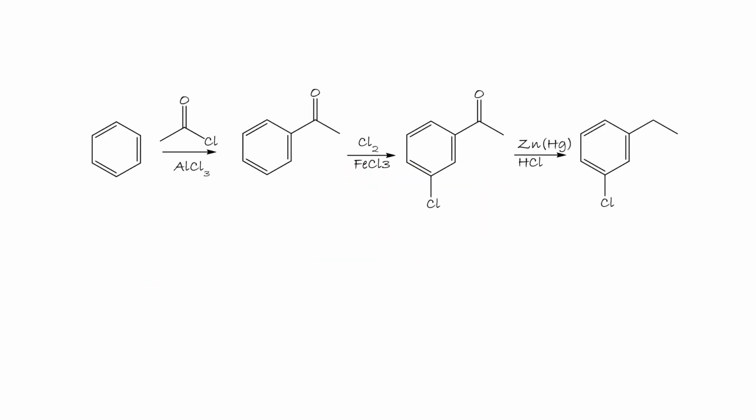Benzene, Friedel-Crafts acylation, we get acetophenone. Chlorinate, we get this one, meta-chloroacetophenone. Reduce C double bond O to CH2 using zinc amalgam HCl. Clemmensen reduction, we get the target molecule.